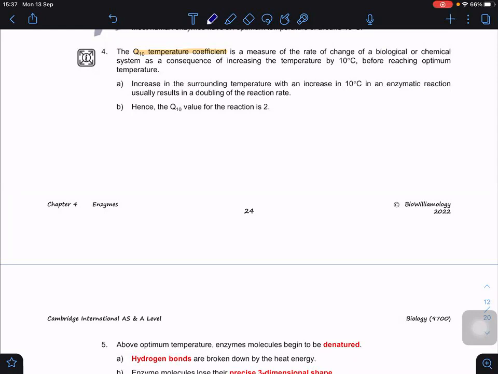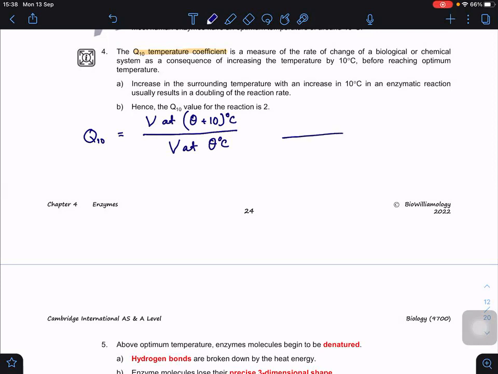So what does Q10 mean? How do we calculate Q10? Q10 equals the rate of reaction at theta plus 10 degrees Celsius divided by the rate of reaction at theta degrees Celsius. Okay, let me copy. Now what does this mean?